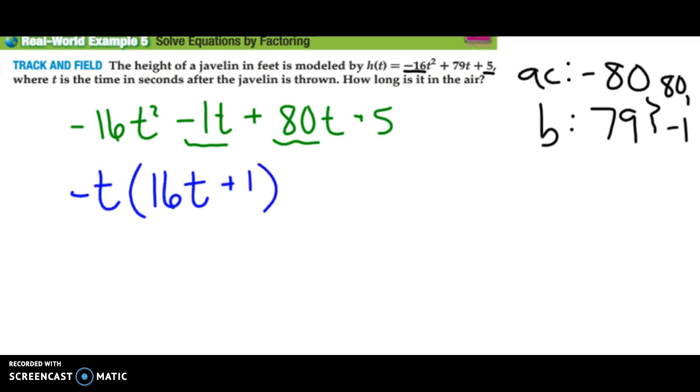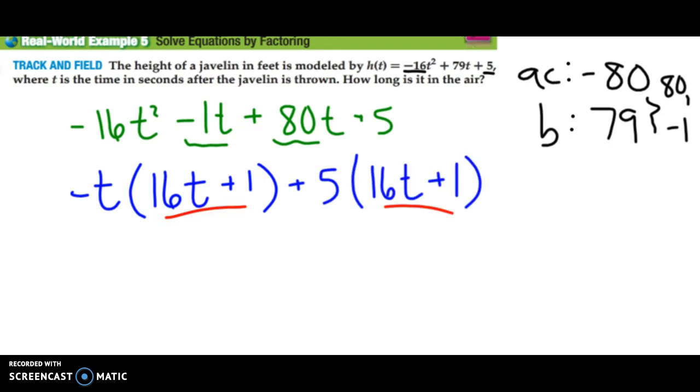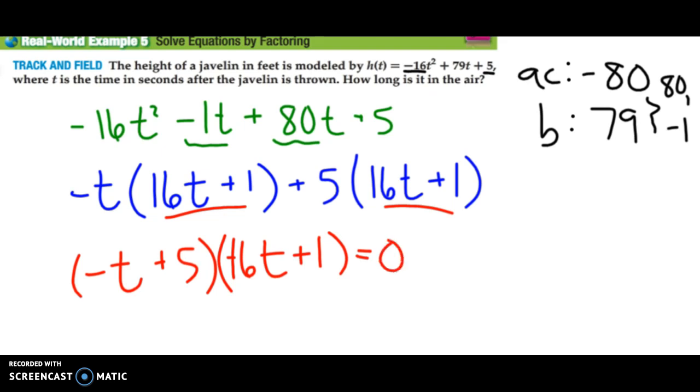And I look at 80t plus 5. And I can take a positive 5 out. And so I get 16t plus 1. And you'll notice it's the same thing here and here, which means we factored it correctly. So we get negative t plus 5 times 16t plus 1 equals 0.